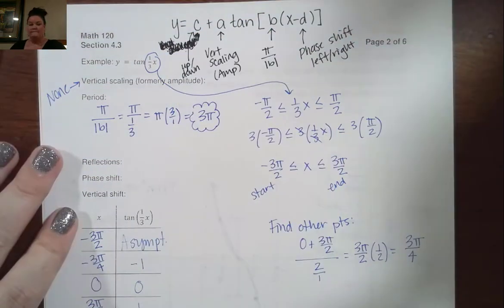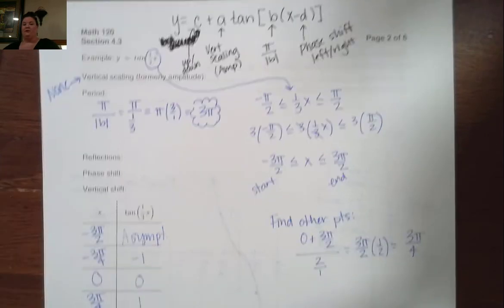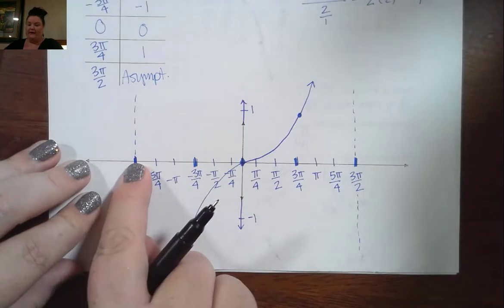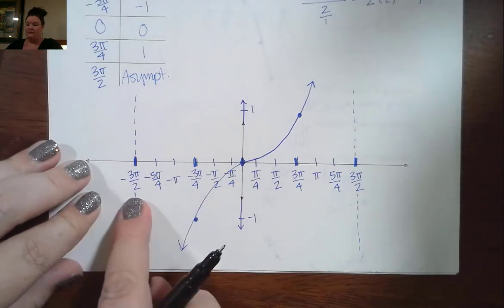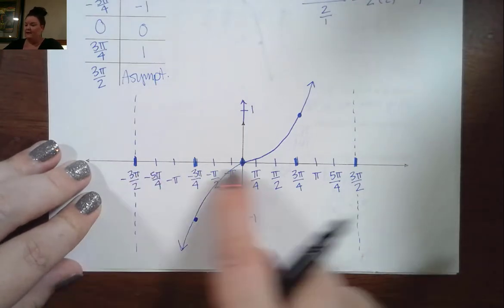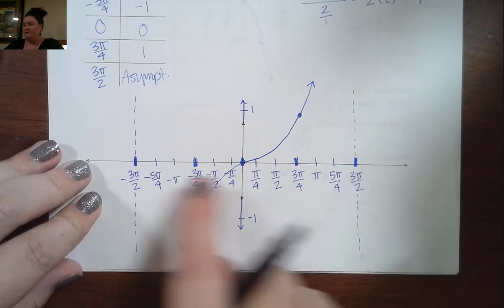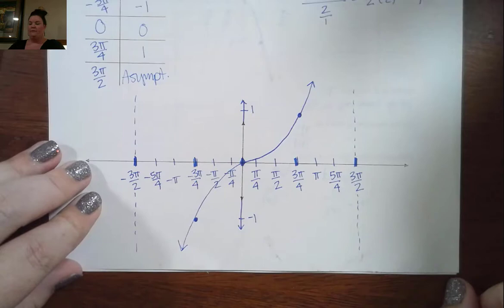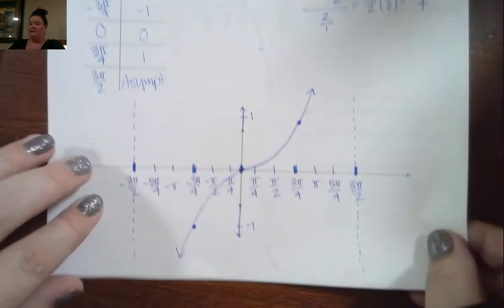So that is my period length. Okay. Which makes sense if you look at your picture, right? Because this is half of 3 pi, right? We went to negative 3 pi over 2. This is half of 3 pi. This is half of 3 pi. So if I add these two together, that's going to give me a total distance of 3 pi. So that's my period length.